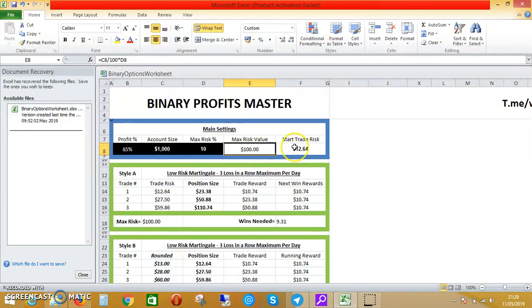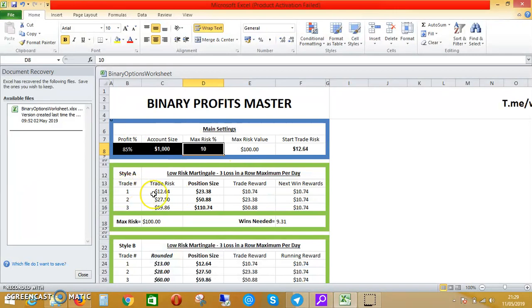Now you have to fix all this according to what you have here. This is $1,000, and you can change it. This 10, so this one and this one will automatically fix up. By the time you fix this, you will see the next step. This is style B. The moment you do this, it will automatically calculate.